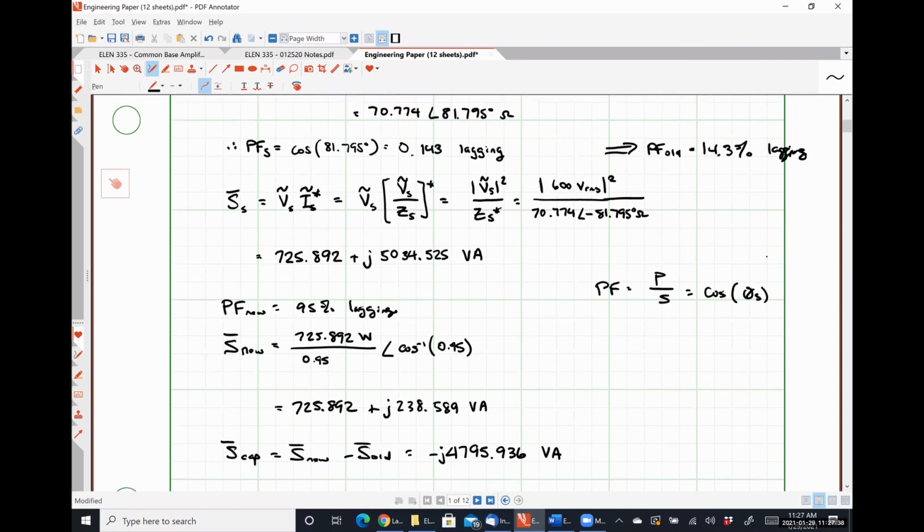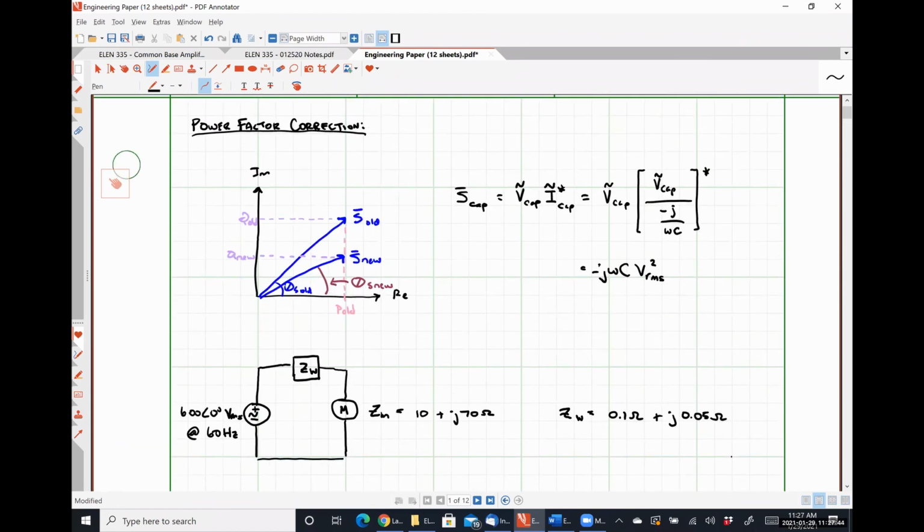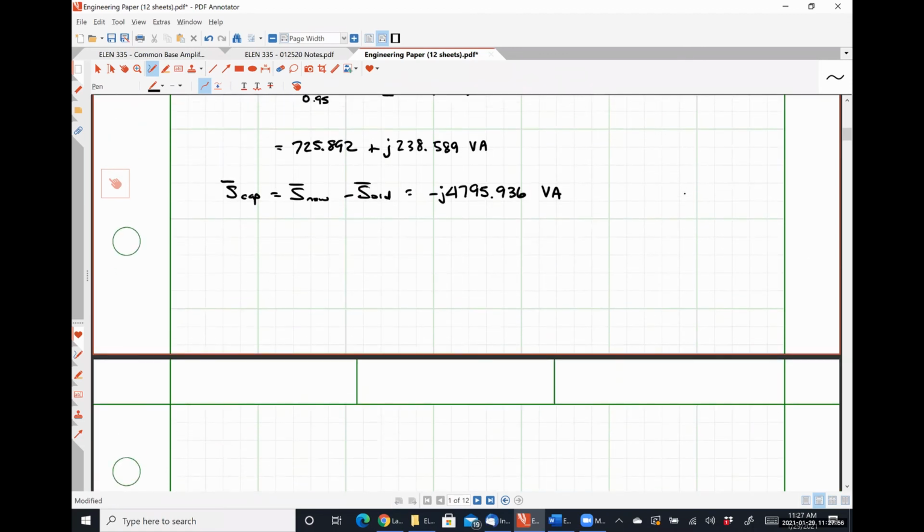So what we're going to do now to determine the value of C that makes this happen is revisit this definition right here, right? So we know that S cap is negative j omega C times volts RMS squared. So we're just going to set these guys equal to each other. Negative j omega C volts RMS quantity squared. And then we can solve and say that C is going to be, so the negative j's cancel out on both sides.